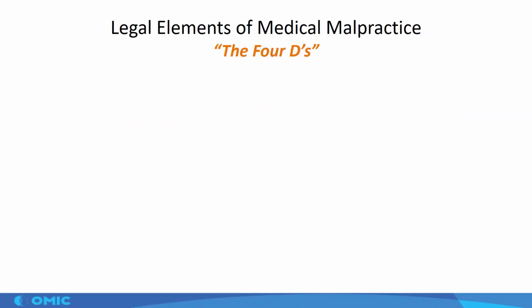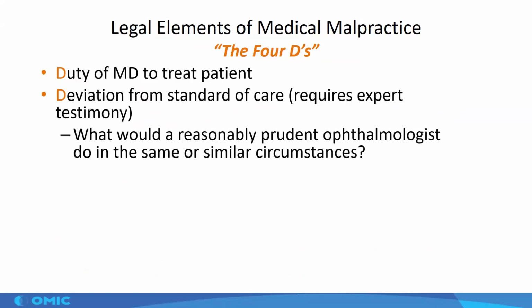First, let me explain a little bit more about medical malpractice. We talk about the 4 Ds. The first D is the duty of the physician to treat the patient. Once a physician-patient relationship is established, the physician has the duty to provide ongoing care and care that meets the standard for that profession. This requires expert testimony under oath in each case, and usually the standard in each state is what would a reasonably prudent ophthalmologist do in the same or similar circumstances.